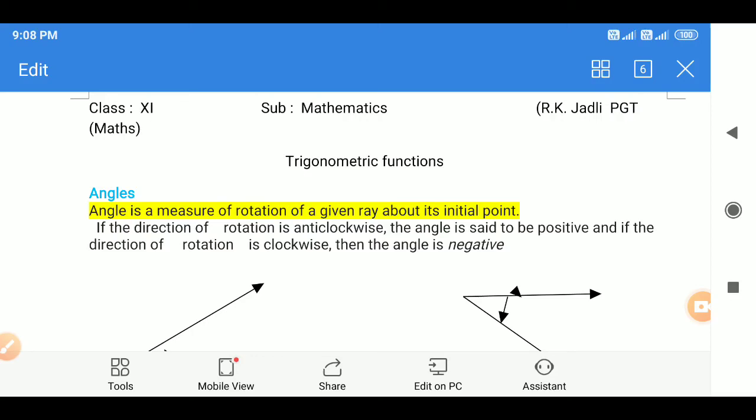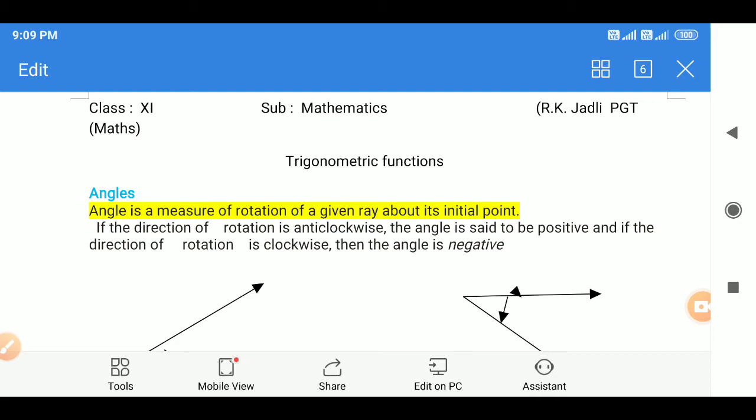Trigonometric functions. First, we define angle. What an angle is? An angle is the measure of rotation of a given ray about its initial point. Angle is obtained when a ray is rotated about its initial point.